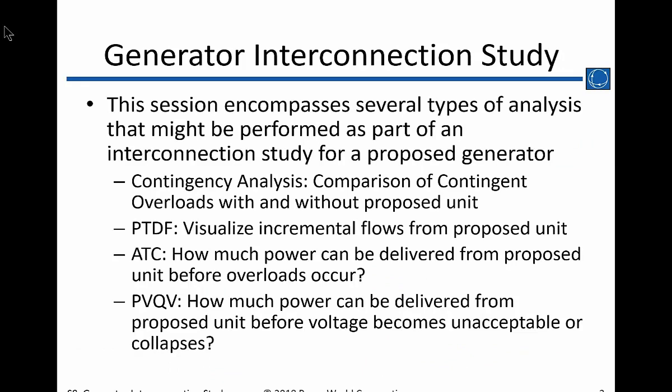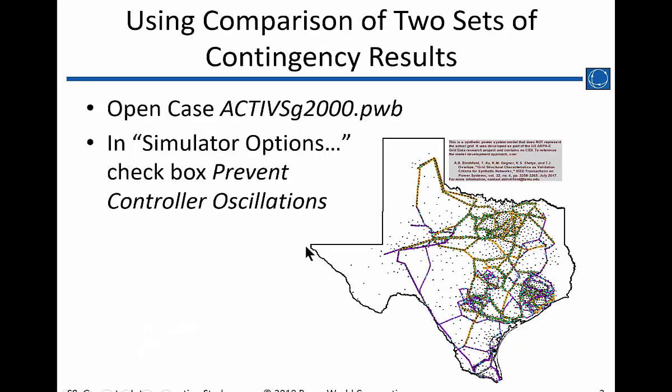So in many ways, this is kind of a review section because we're going to be using tools for the most part that we've already looked at in other parts of the training, with the exception of doing the comparison of two sets of contingency results, because that'll be something we hadn't covered.